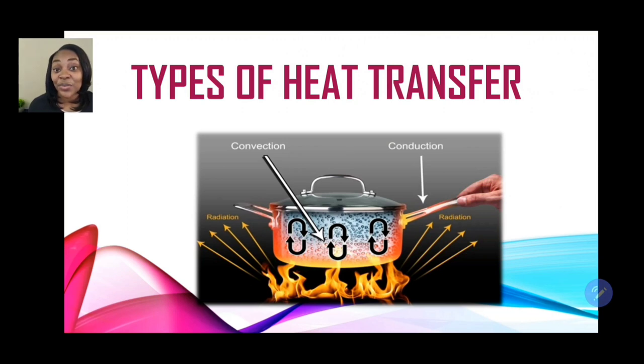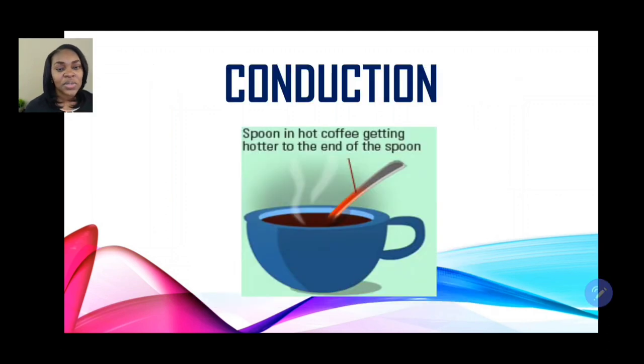Now that we have set the foundation of heat transfer, we're going to look at the different types of heat transfer. Based on your image, what you're seeing here is where radiation is taking place, convection, and also conduction. Now, let us look at them in detail, and we're starting off with conduction.